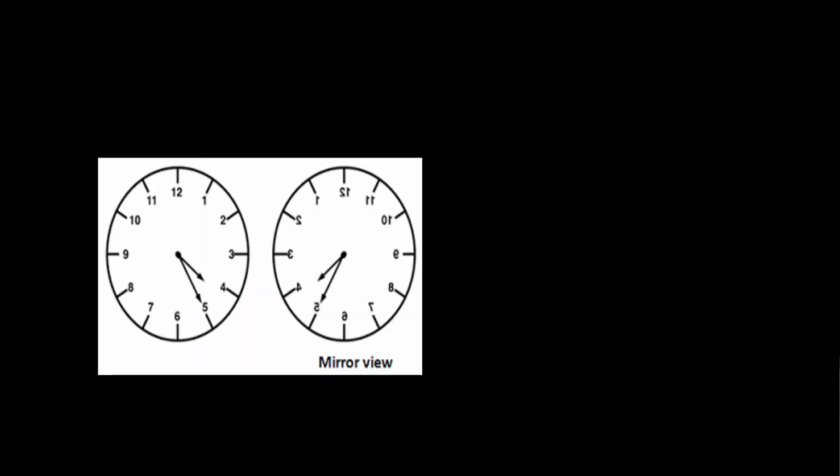This is the most popular type of question, and many students get confused in this type of question. In the question, they can give the real time and ask for the mirror view time, or they can give the mirror view time and ask for the real time. I'm giving you a small trick to solve this type of question, that is the 11:60 rule.